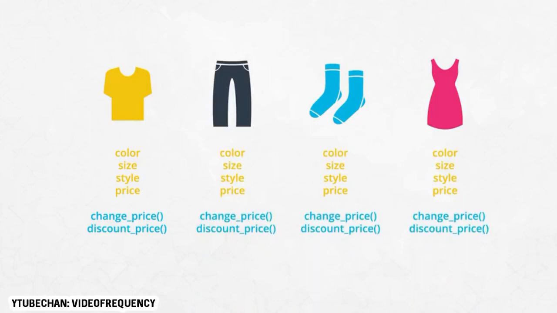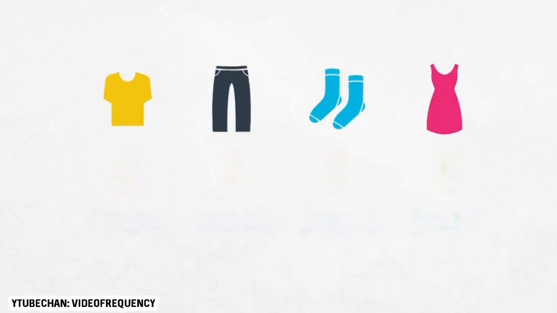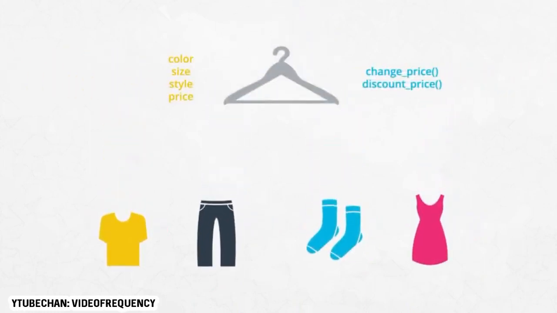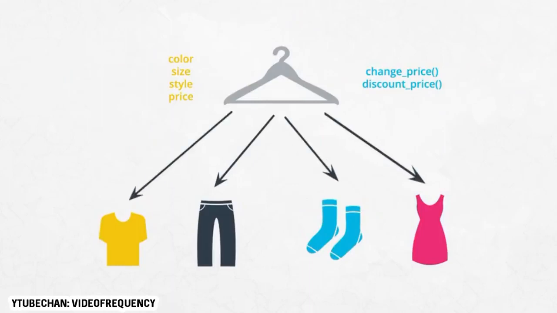Why code separate classes for each new garment when they all have so much in common? Instead, you could code a parent clothing class, and then the pants, socks, dresses, and shirt classes could inherit the attributes and methods of the clothing class. This looks like a family tree where clothing is the parent and pants, socks, dresses, and shirts are the children.